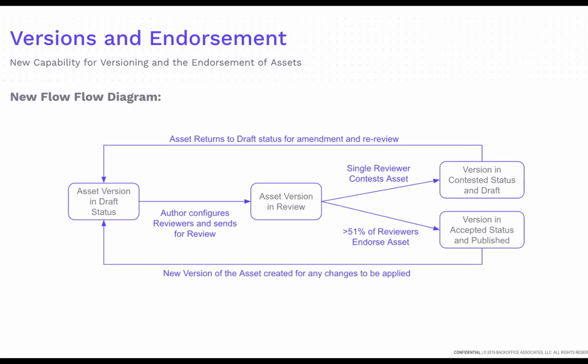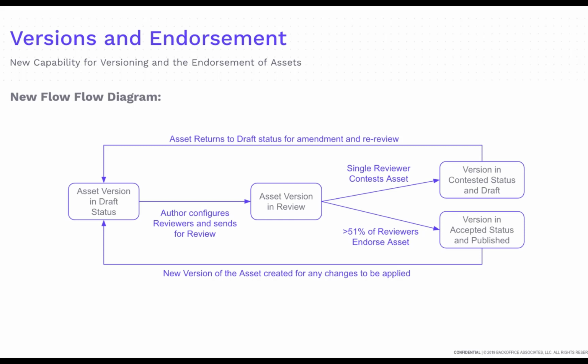And here's a diagram that describes that same process. So the asset version is created in draft. The author configures it, provides the details, and then configures the reviewers that he or she wants to review. The asset moves to in review status. The reviewers then perform that review, and if one contests, it moves to contested. If more than 51% endorse, it moves to accepted.